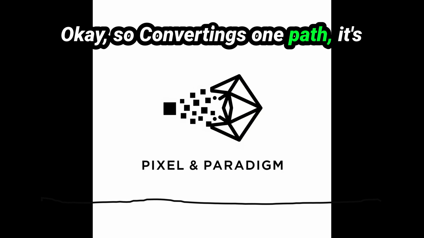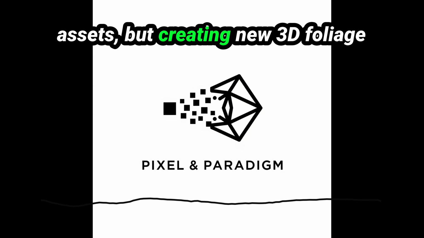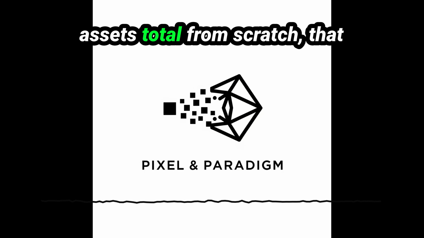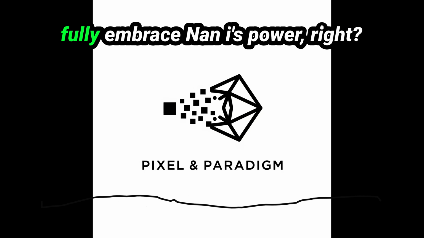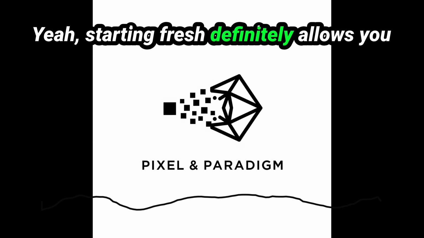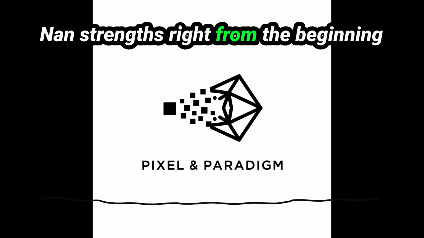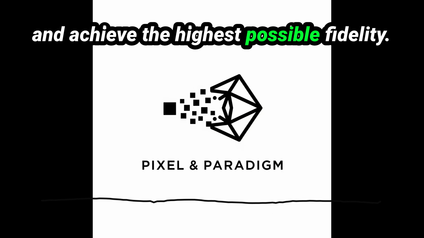Okay, so converting is one path. It's pragmatic, lets you leverage existing assets, but creating new 3D foliage assets totally from scratch. That sounds like the ideal way to really fully embrace Nanite's power, right? What's the workflow there? Yeah, starting fresh definitely allows you to build assets specifically optimized for Nanite's strengths right from the beginning and achieve the highest possible fidelity.